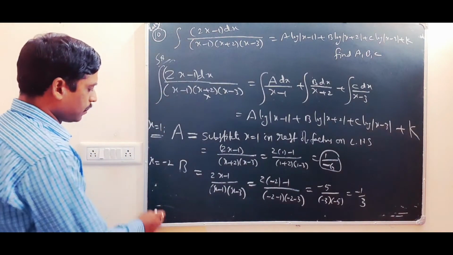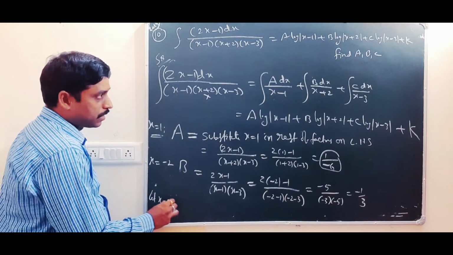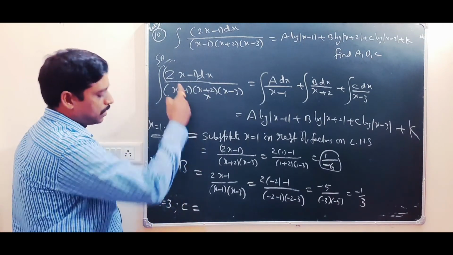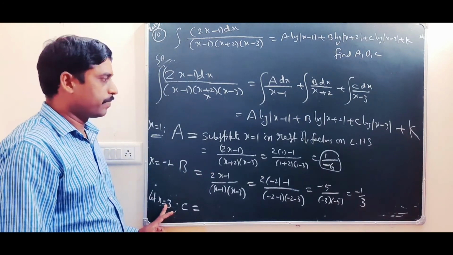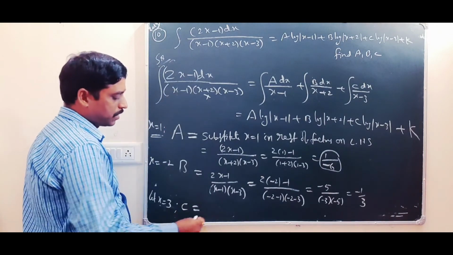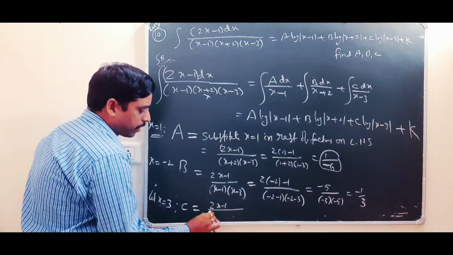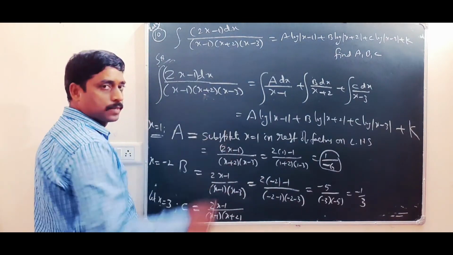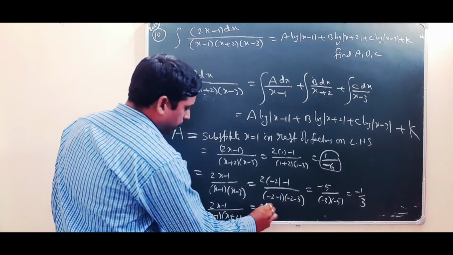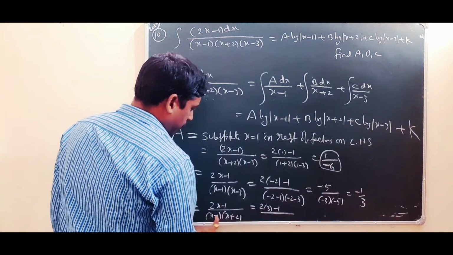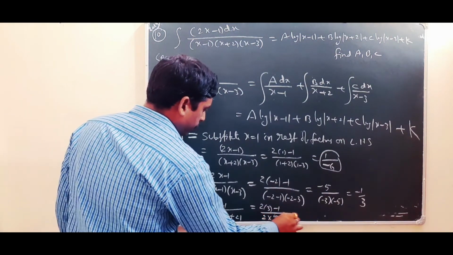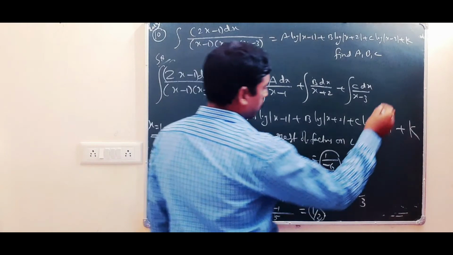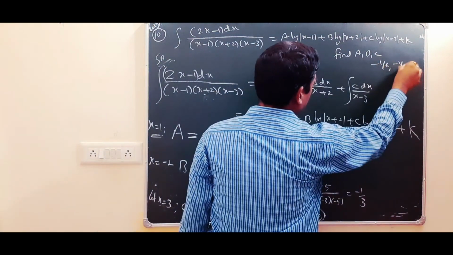Next our target is the c value. So let us take x equals 3. Substitute x equals 3 in the rest of the factors on the left side: 2x minus 1 by (x minus 1)(x plus 2). Put x equals 3: this value is 2 into 3 minus 1 by (3 minus 1)(3 plus 2), which is 5 by 2 into 5. So 6 minus 5 gets cancelled, giving 1 by 2. So the a, b, c values are minus 1 by 6, minus 1 by 3 and 1 by 2.